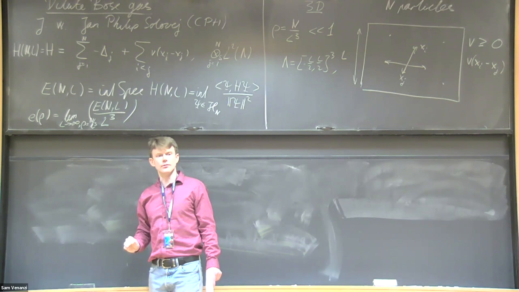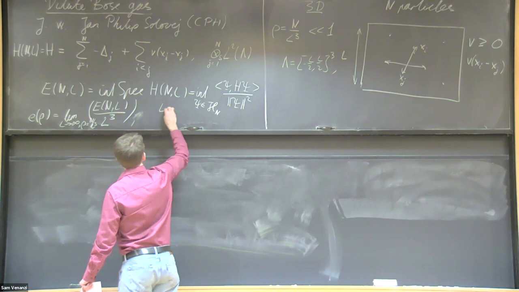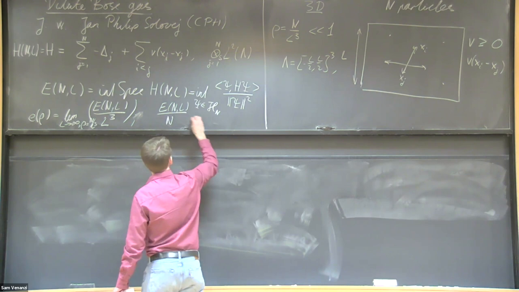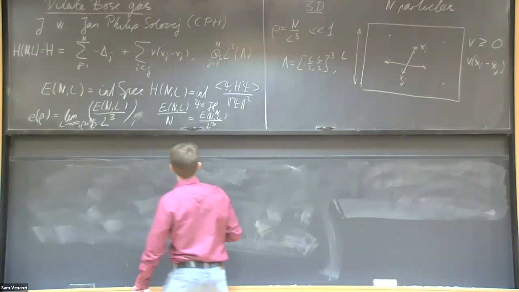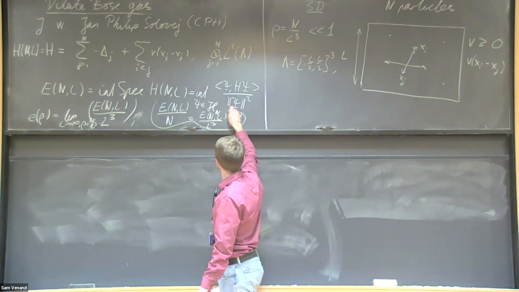Just let me stress one thing, which is that I could, of course, also have taken the energy per particle, right? And this is the same as the energy per volume, but I have a rho, so that must be a rho minus one. Right? So the energy per particle has this trivial relation to the energy density.